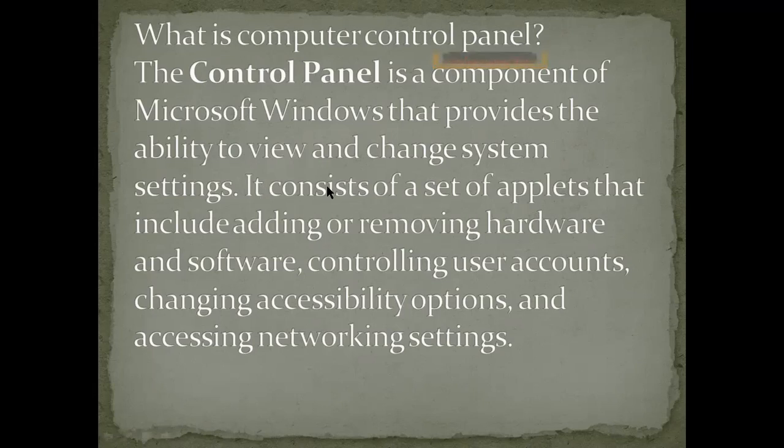So what is the control panel? It consists of a set of applets, applets meaning applications, that include adding or removing hardware and software, controlling user accounts, changing accessibility options, and accessing network settings. Now, these two things are very important nowadays: changing the accessibility options and networking settings.